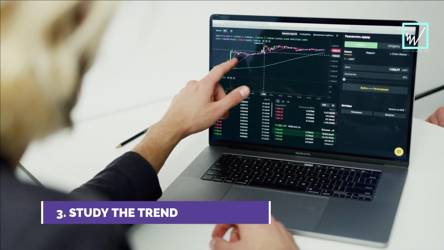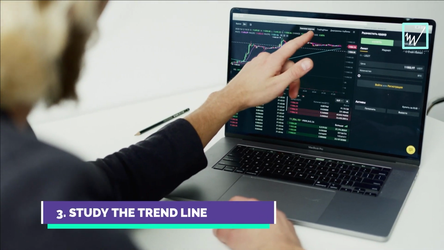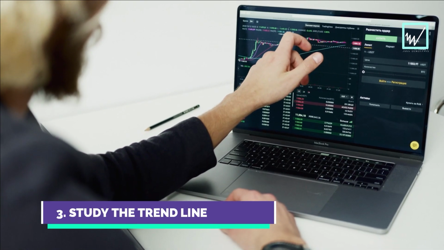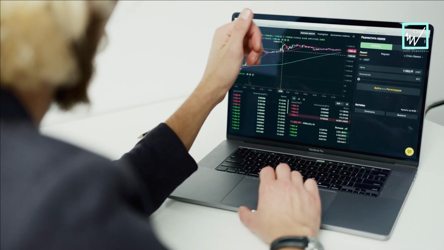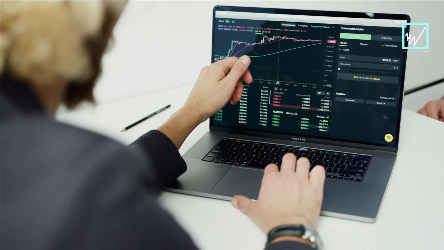3. Study and identify the trend lines. When you enter a trade or invest in a stock, you do not want to go against the market trend. That would be suicidal. The trend line indicates the movement and direction of the market over a period of time.